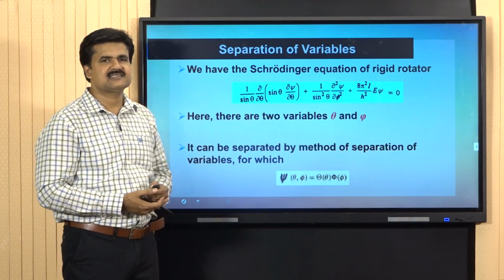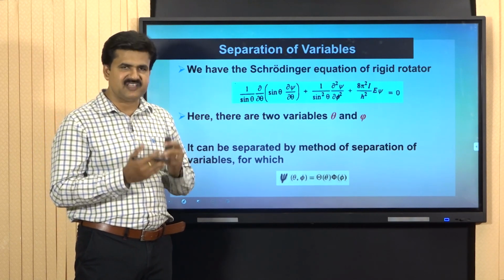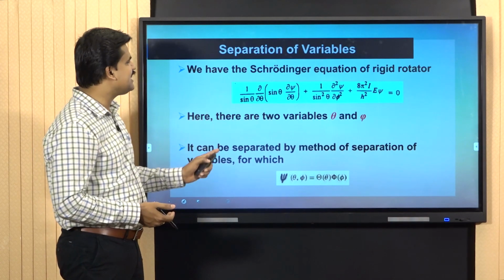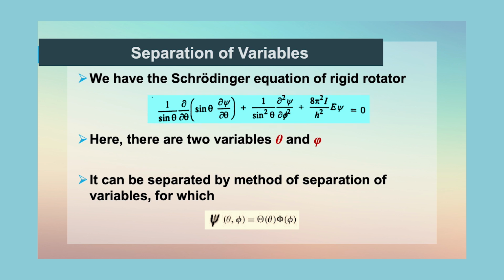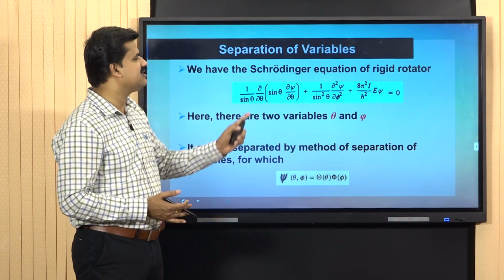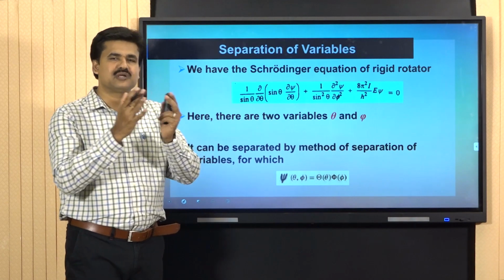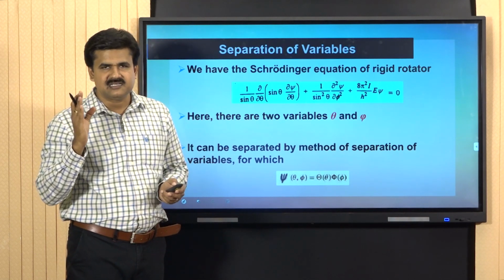Now, the first part is the separation of variables. We have to adopt the method of separation of variables. We have the Schrodinger equation of the rigid rotator as 1 by sin theta dou by dou theta sin theta into dou psi by dou theta plus 1 by sin square theta dou square psi by dou phi square plus 8 pi square I by h square into E psi equal to 0. As I already mentioned, we can see the presence of two variables here. They are nothing but theta and phi, and we have to separate this Schrodinger equation into two component equations, each containing one variable, one with the phi variable and the other with the theta variable.